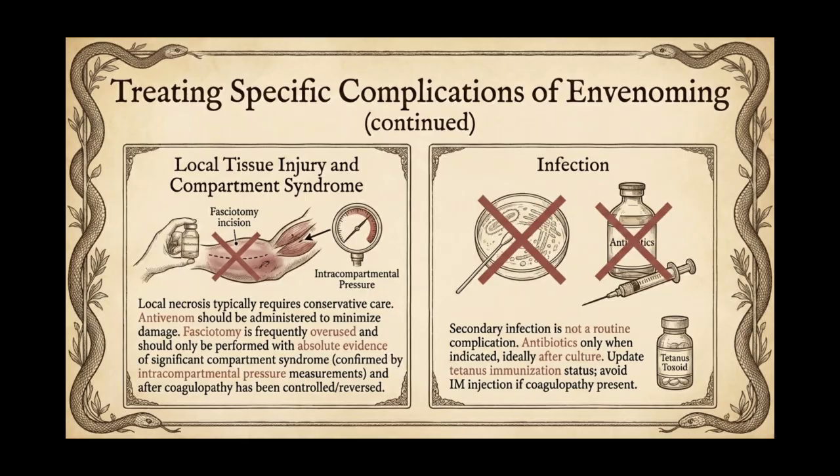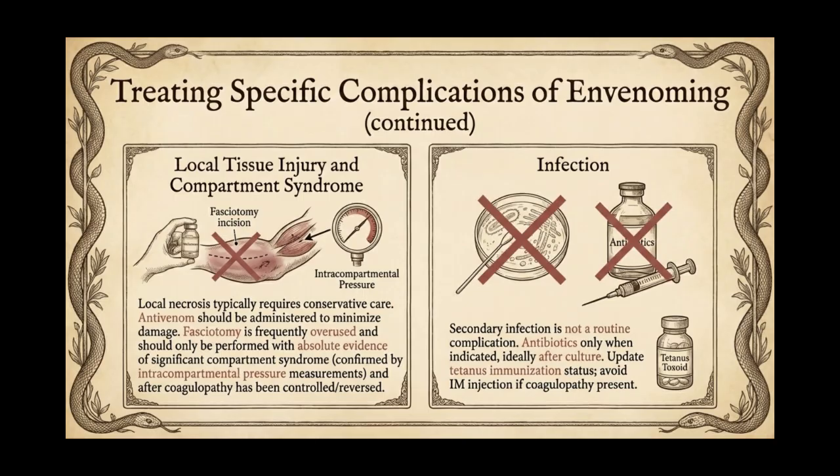In cases where pressure within the tissue is elevated but blood flow to the affected area is still maintained, administering additional antivenom can be a reasonable initial step. This approach may help lower the pressure and potentially avoid the need for surgical intervention.